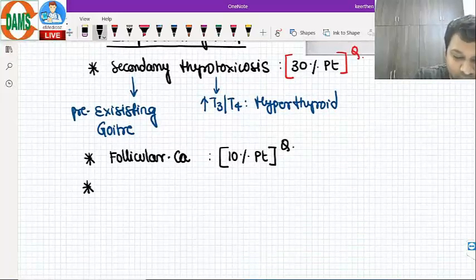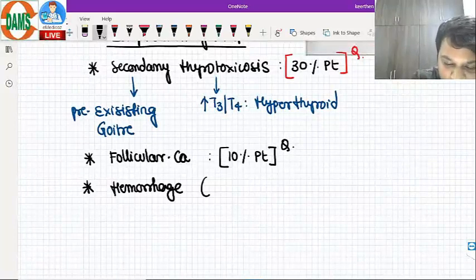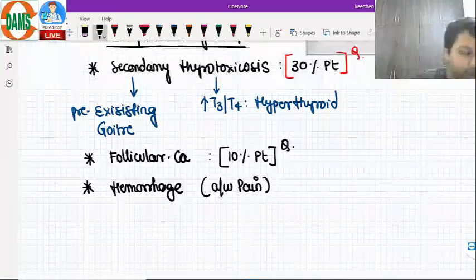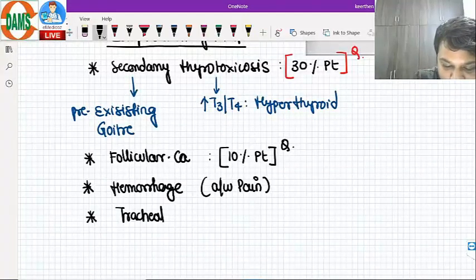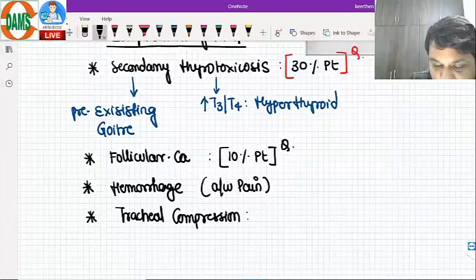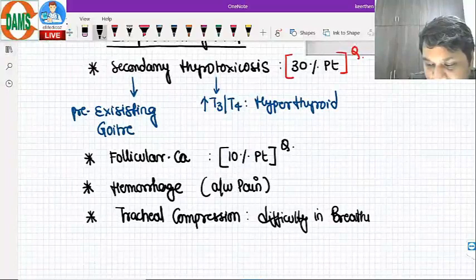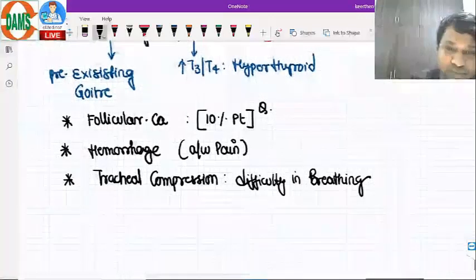Along with that, I already told you about hemorrhage, and this hemorrhage is going to be associated with pain. So the patient is going to have pain along with hemorrhage. Now, as the size of the gland increases, it is going to compress the trachea, resulting in tracheal compression. This is going to cause difficulty in breathing. So tracheal compression is an associated complication.